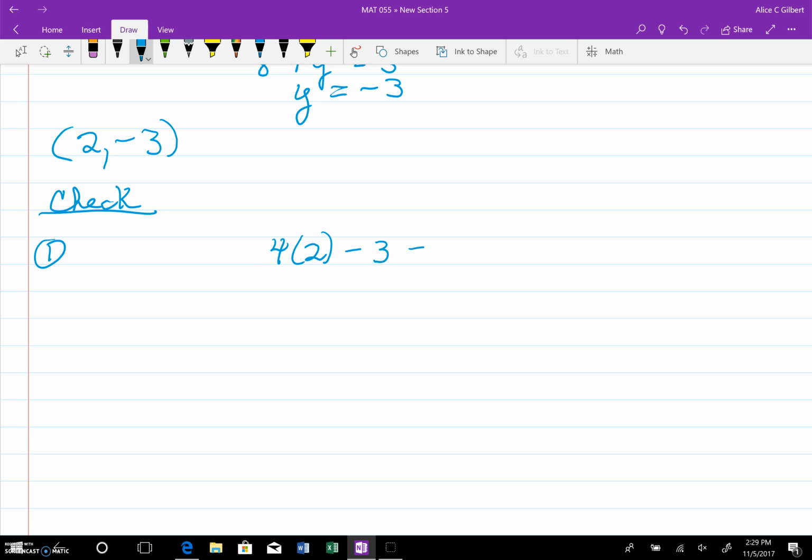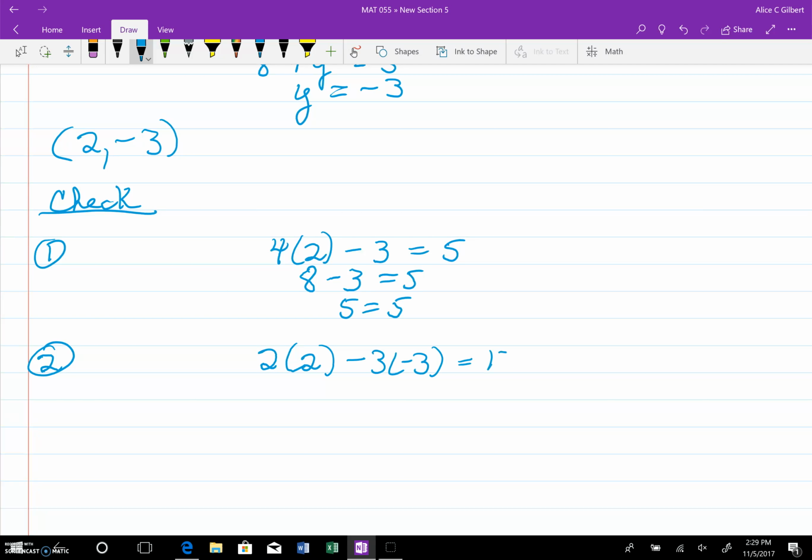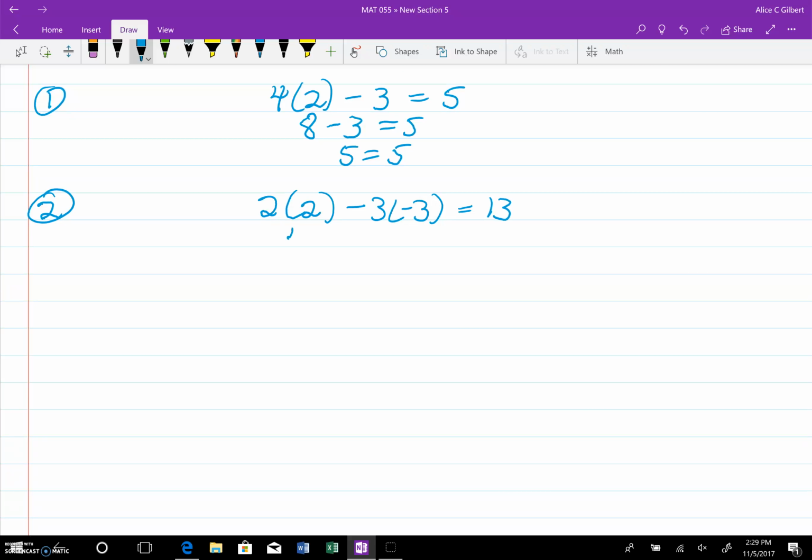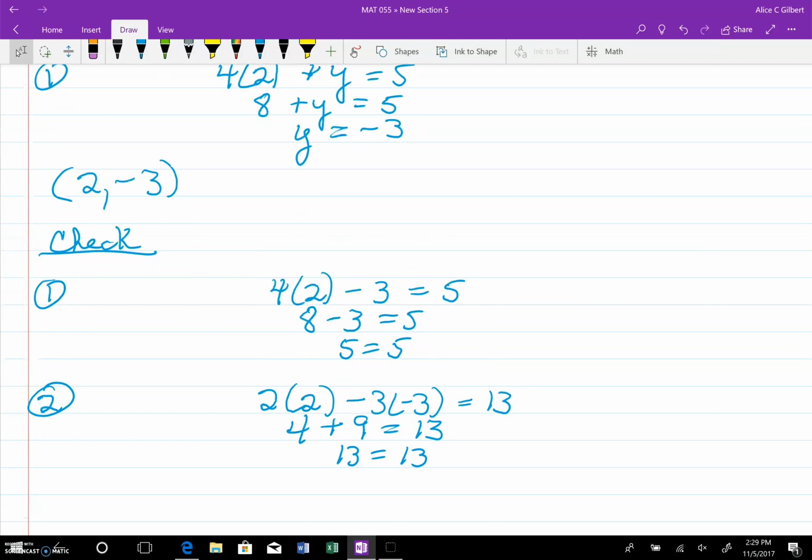So this is equation number 1, and that's 8 minus 3 equals 5, and that's 5 equals 5. So it worked in the first one, but I have to do it in both equations. Hopefully you wrote these down before we started so you can see what they are. And minus 3 times negative 3 equals 13. 2 times 2 is 4. And negative 3 times negative 3 is positive 9. And 4 plus 9 is 13 equals 13. So my answer of 2, negative 3 is correct.